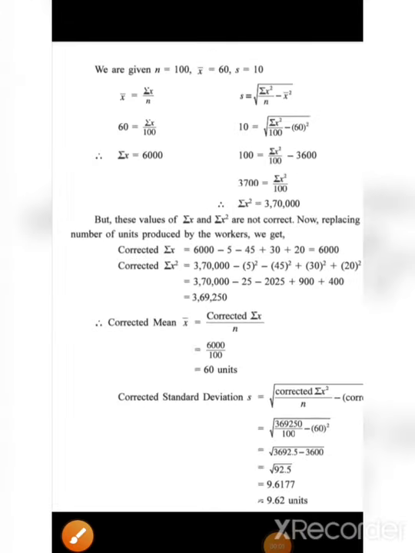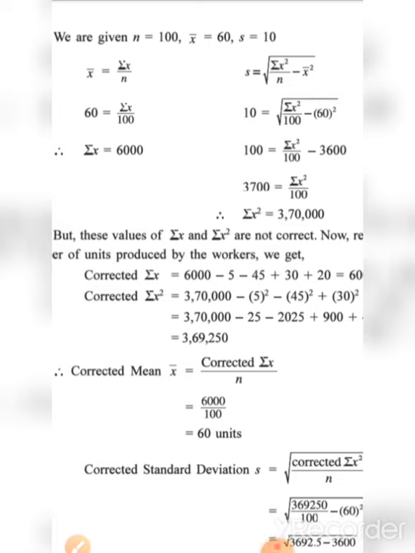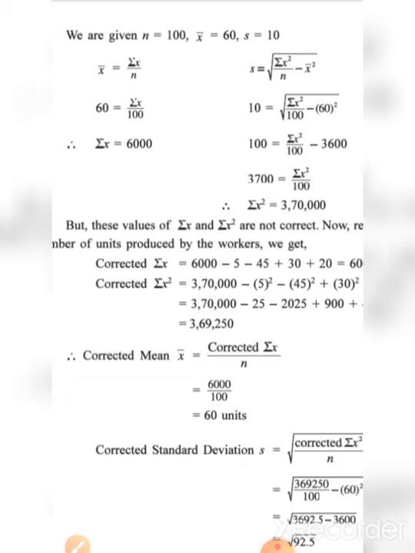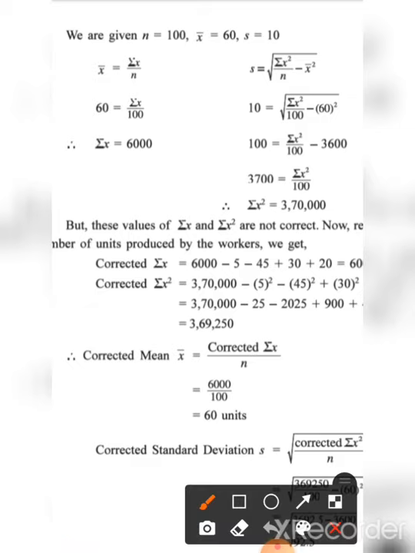Over here they have given us x bar and standard deviation also, but we know these are actually the incorrect mean and standard deviation, as wrong observations were considered while finding them, right? So over here we first need the corrected sigma xi, and then we need our corrected sigma x square. Right, now how to find those things? Okay, that we will see. Over here you would find n is given as 100, x bar is given as 60, and s, the standard deviation, is given as 10.